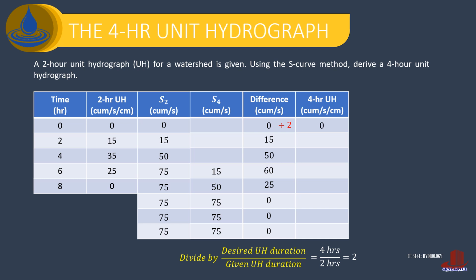So, 0 is assigned at T0. Next is 15 over 2, which is 7.5 at T2. 50 over 2 or 25 is at T4, followed by 60 divided by 2 or 30 at T6. Next is half of 25, which is 12.5 at T8. Then, the rest is taken as 0, having a 0 DRH coordinate. We have derived the 4-hour unit hydrograph, where the peak discharge is 30 cumecs per centimeter at T6.